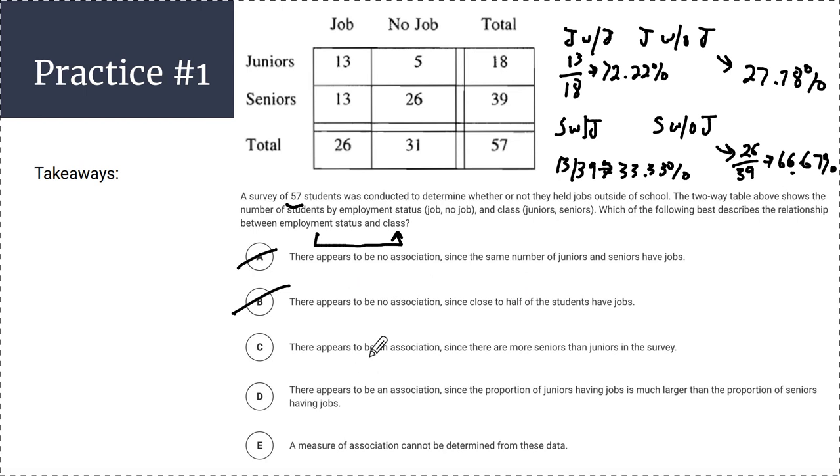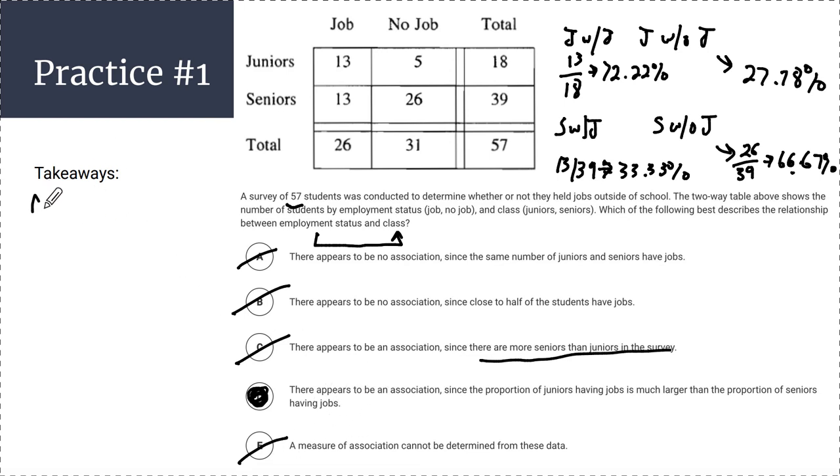There appears to be an association since there are more seniors than juniors in the survey. Well, that doesn't help us figure out the relationship between employment status and class. We don't care that there's more seniors in the survey. There appears to be an association since the proportion of juniors having jobs is much larger than the proportion of seniors having jobs. That sounds about right. The proportion, 0.722222, of juniors having jobs is much greater than the 0.333333 of seniors who have jobs. E says a measure of association cannot be determined from these data. We can at least estimate an association here.